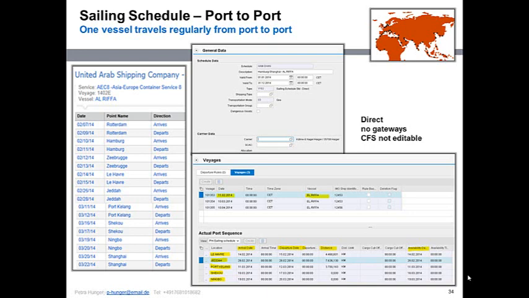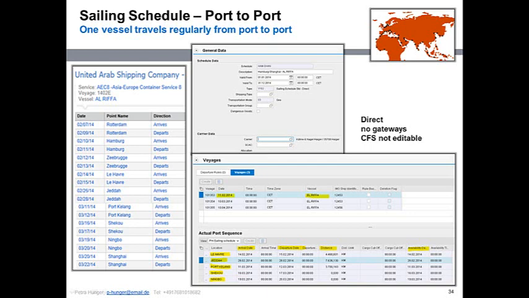So after the system demo, let's look into the types of schedule. On this slide you can see one vessel traveling regularly from port to port, and all those points on the map represent ports, and the vessel is going through all those ports. Depending upon the purpose of the schedule, they have different names.